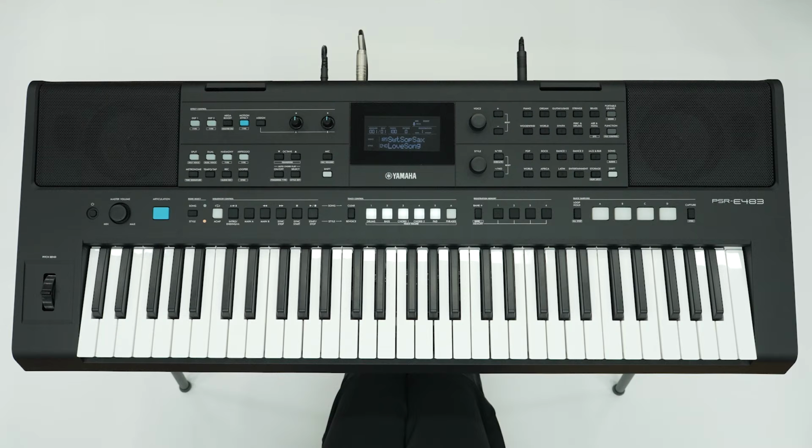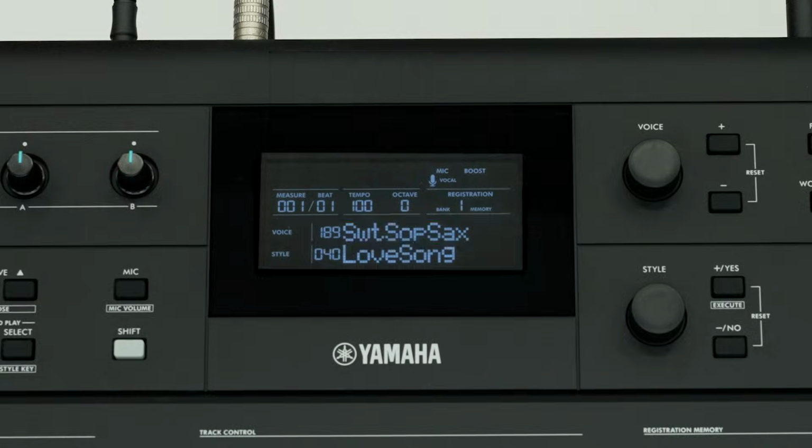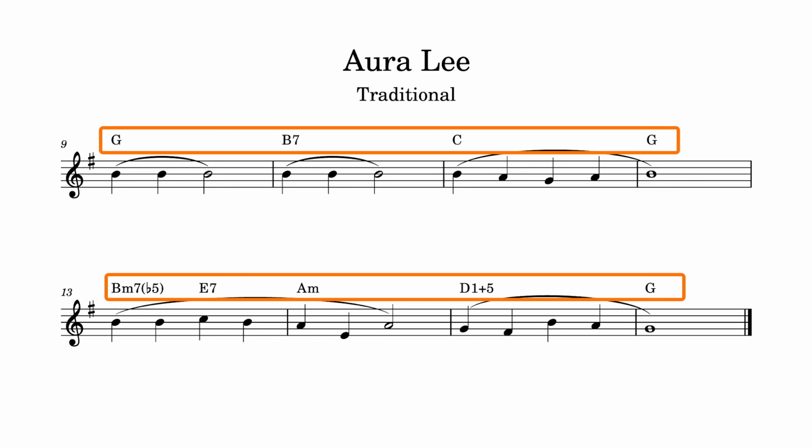If there is no chord progression for the song you desire, you can create the chord progression yourself. Here, let's make a chord progression for Aura Lee. Select the voice 189 Sweet Soprano Sax, the style 40 Love Song. Set the tempo to 100. Let's create a chord progression, based on this sheet music, for Aura Lee.